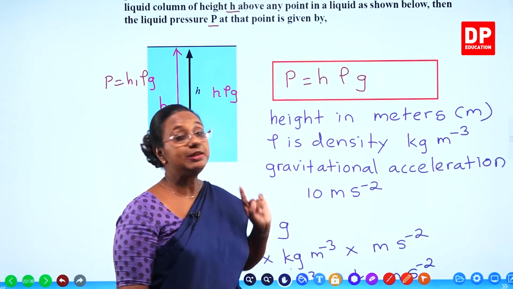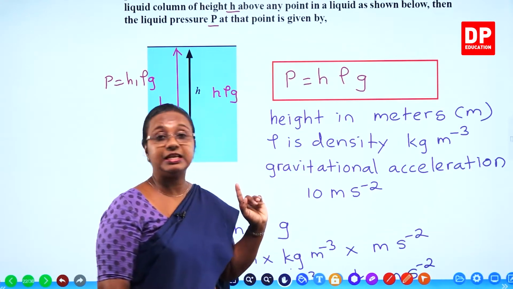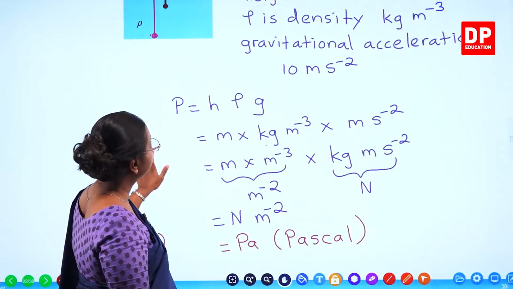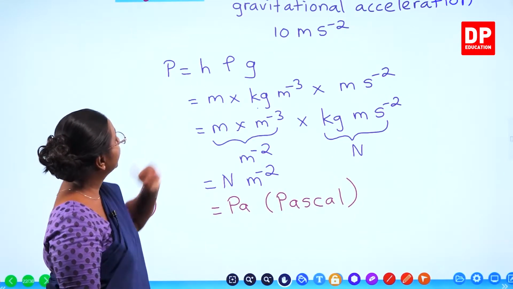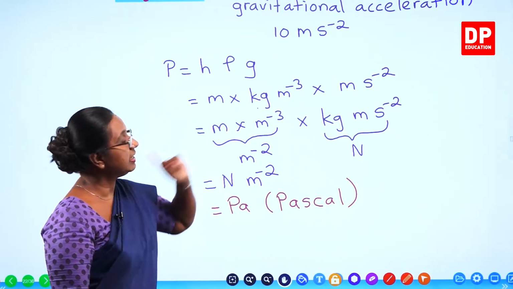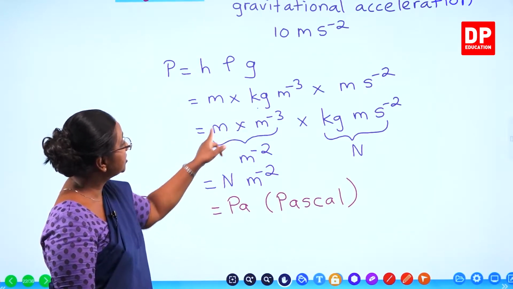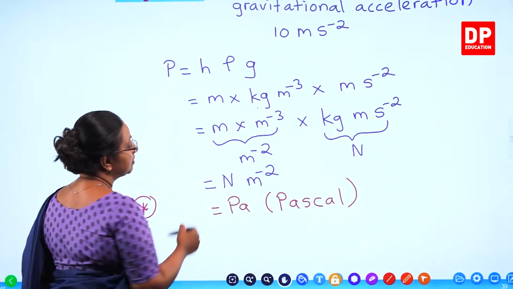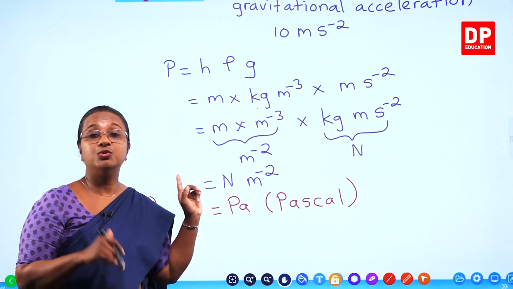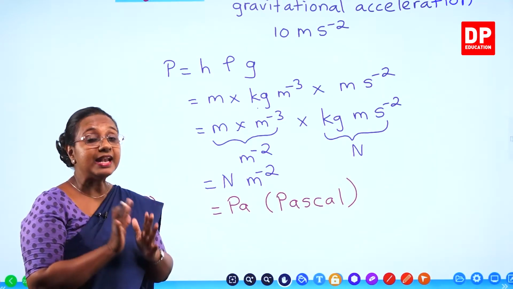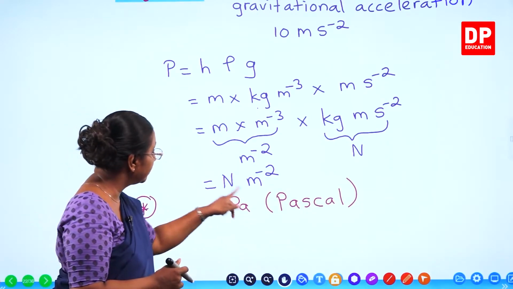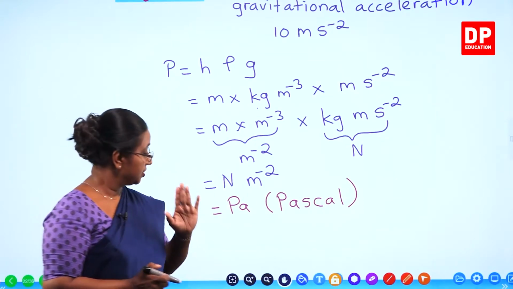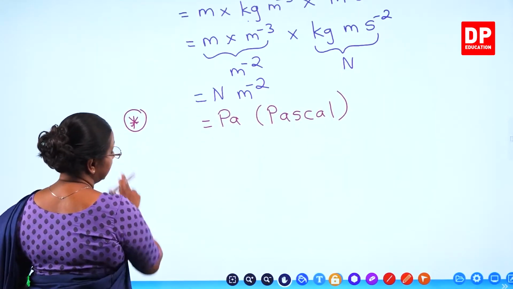From those, if we look at the units, height is given in meters, density kilogram per meter cube, and gravitational acceleration meters per second square. So using those values, if we try to derive the unit here, P equals H rho G, so meters, kilogram meter minus 3, into meters per second square. So I rearrange the equation, meter into meter minus 3. I took the kilogram here. So this becomes Newton and this becomes meter minus 2. So Newton meter minus 2 is the unit that we get for pressure. But that has been given the standard unit Pascal. So Newton meter minus 2 is equal to Pascal. That is the standard unit of pressure. I am sure, students, you all can understand this equation clearly.